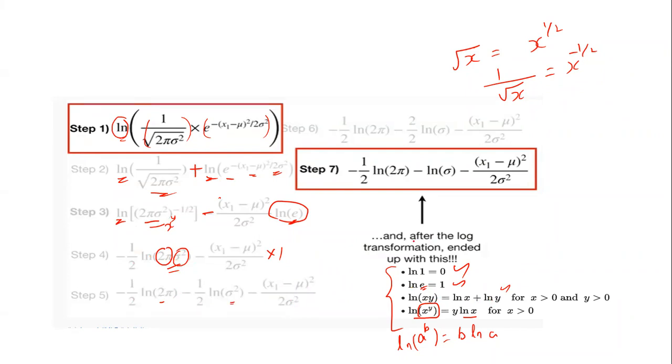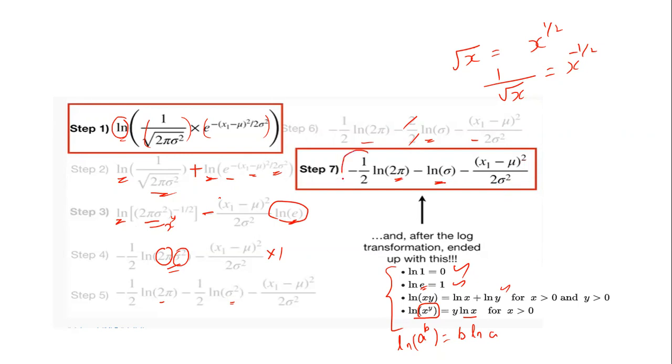Okay, right. So log of sigma square. Again it is of this form, a to the power b is nothing but b log a. So log of sigma squared is nothing but 2 log sigma. So this becomes minus 2 by 2 log sigma, right? Other terms don't change. So this 2 and 2 can get cancelled. So at last we are getting minus 1 by 2 log 2 pi minus natural log of sigma minus x1 minus mu the whole square divided by 2 sigma square.